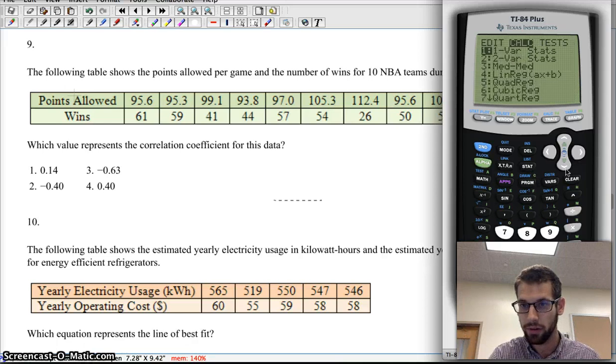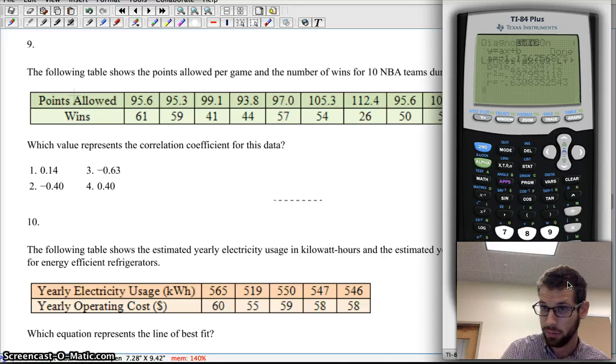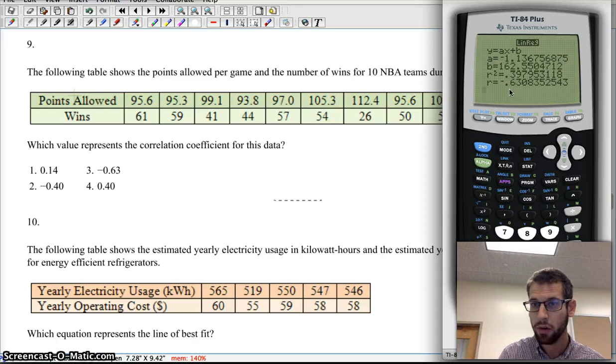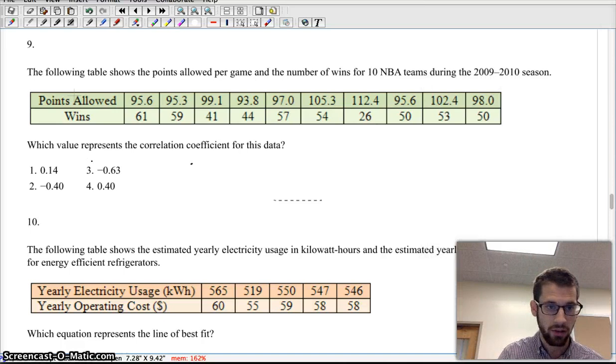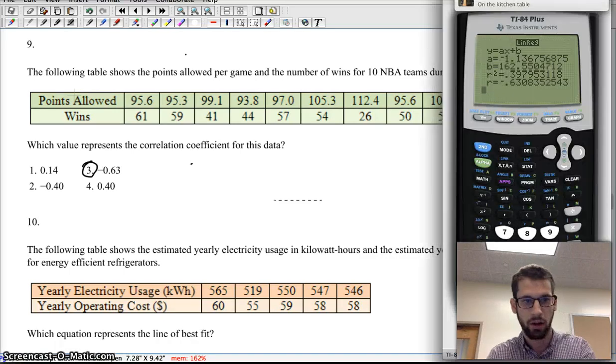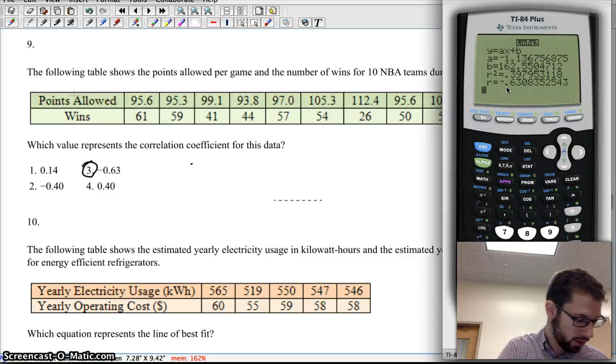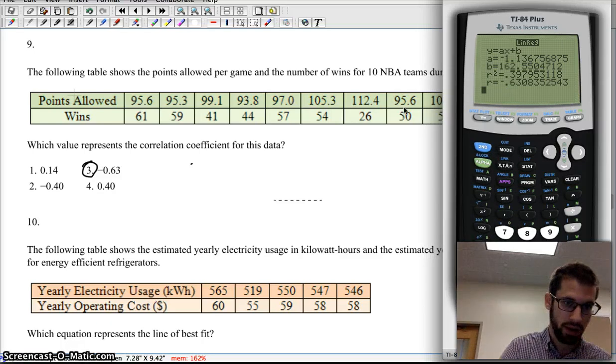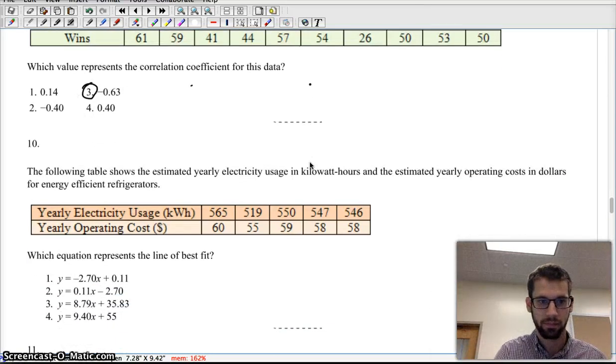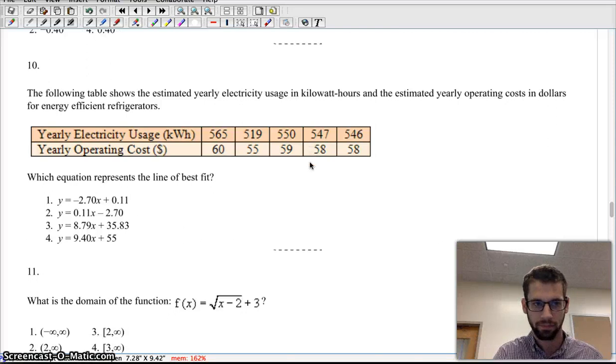Now I need to do my linear regression. So I'm going to hit 4 for linear regression, hit enter a few times because my calculator is making me do it. And now I see my R, my correlation coefficient, is -0.63, which is answer choice 3. I'll go back just in case you didn't see it. Okay, -0.63, answer choice 3.